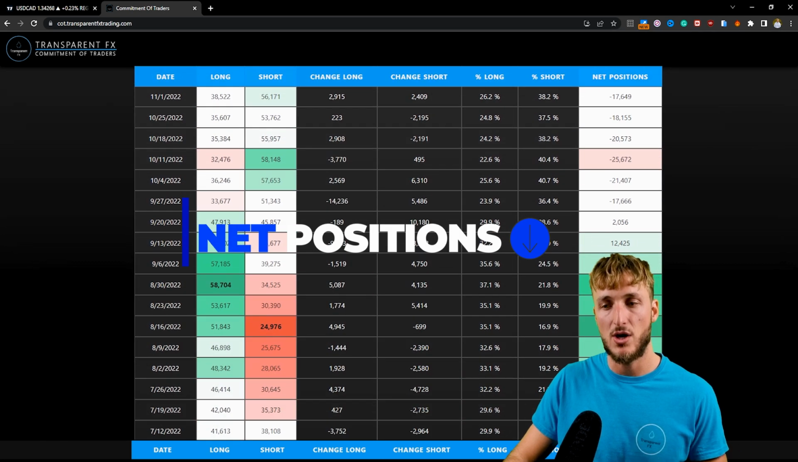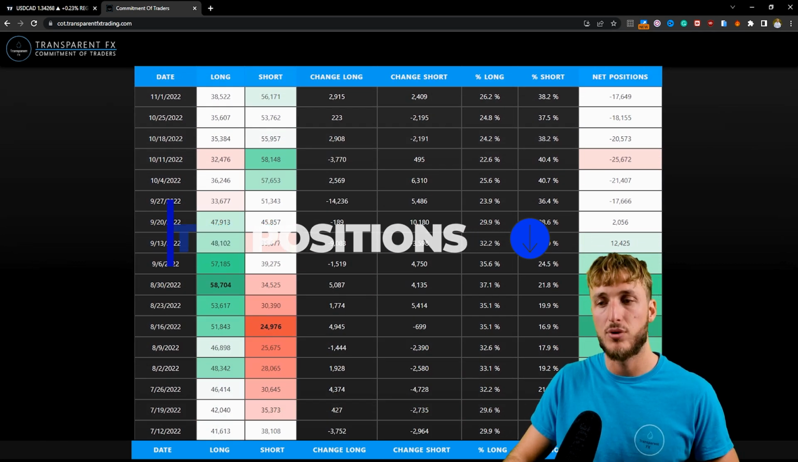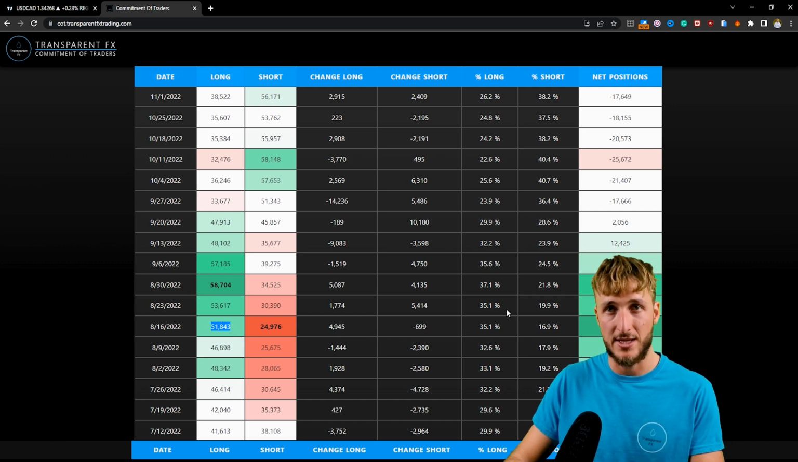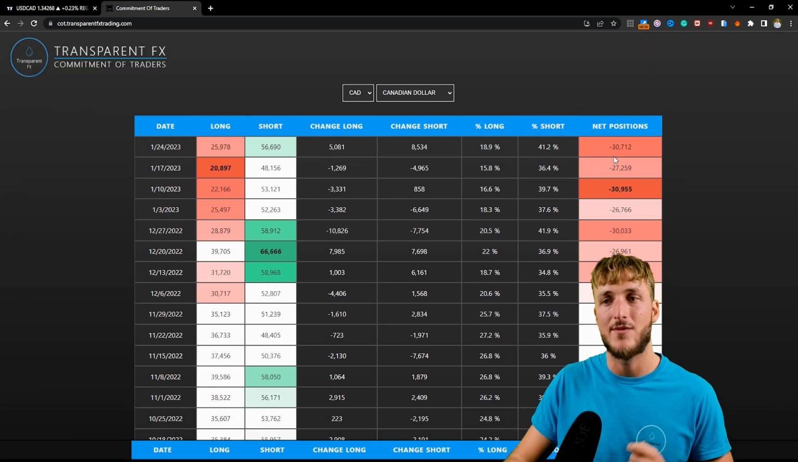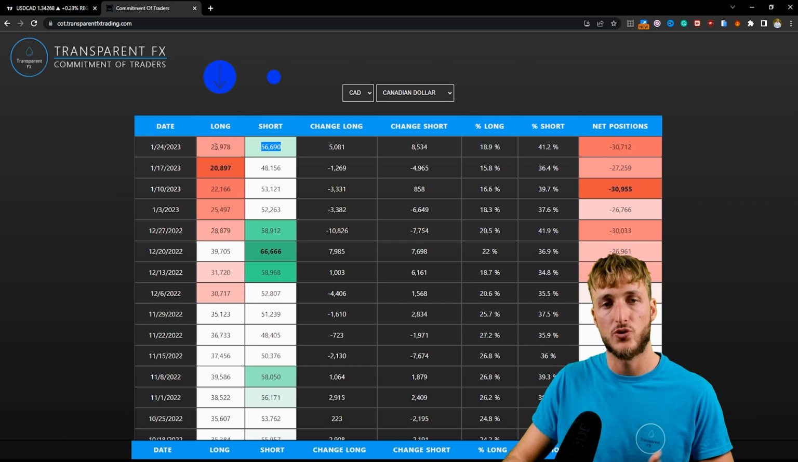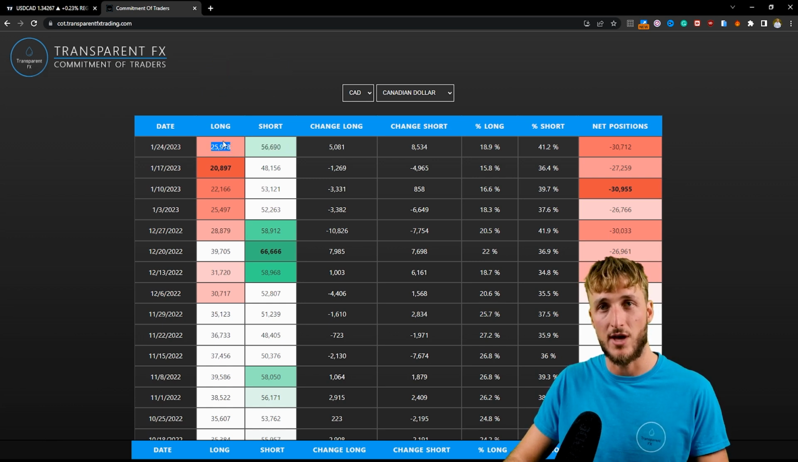We went from having a positive net positioning of plus 26k net positions with 24k shorts compared to 51k longs, so way more longs than shorts. From an institutional perspective on the CAD, all the way down to now having a negative net positioning of minus 30k net positions with more shorts than longs, so completely the opposite positioning on the institutional side of the market with 56k shorts compared to only 25k longs.